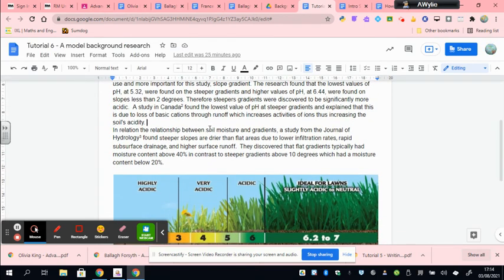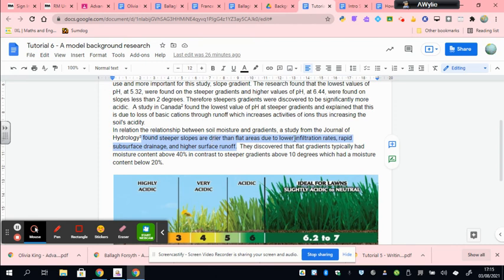We now want to know about soil moisture and gradient. So they've found another study. This time it's the Journal of Hydrology, and they found that steeper slopes are drier than flat areas due to lower infiltration rates, rapid surface drainage, and higher surface runoff. So here they've got some knowledge. They've told us that steep slopes are drier.